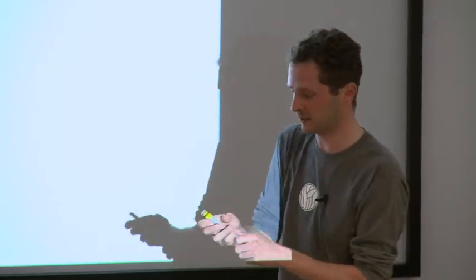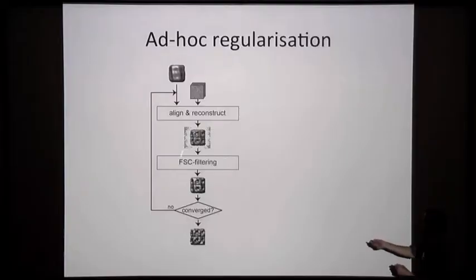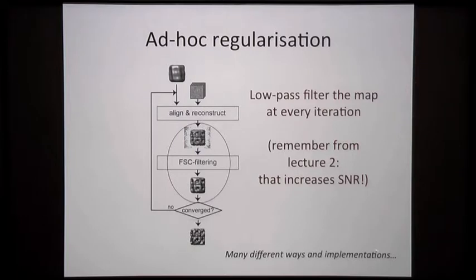So people realized this very early on in the field and started doing all kinds of low-pass filtering, as we saw in lecture 2, that reduces these high-frequency noise components before they actually go into the next iteration. Okay? That was all good and it works very well, but the problem is there were many, many different ways and different implementations, and they all had their own ad hoc parameters which you would need to tune carefully.